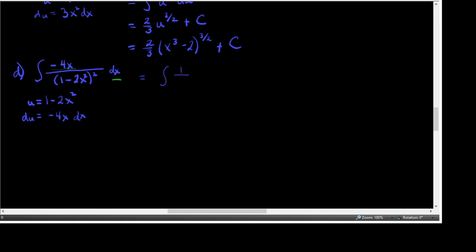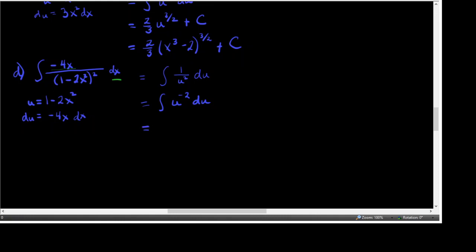is my du. So I'm going to pull that du back here behind. That du is both the negative 4x that was in the numerator and the dx. So if I pull that behind, it leaves a 1 in the numerator. And this is 1 over u squared. Another thing we don't like, we don't like radicals, is we don't want to have powers of our variable in the denominator. So we're going to rewrite this using a negative exponent.